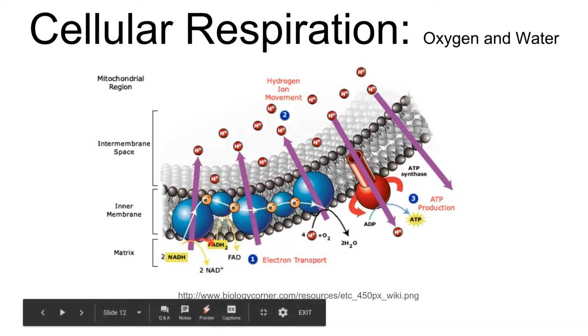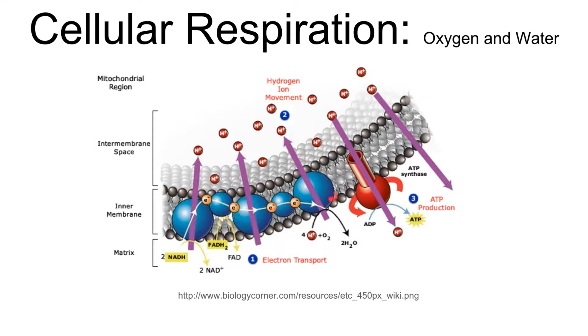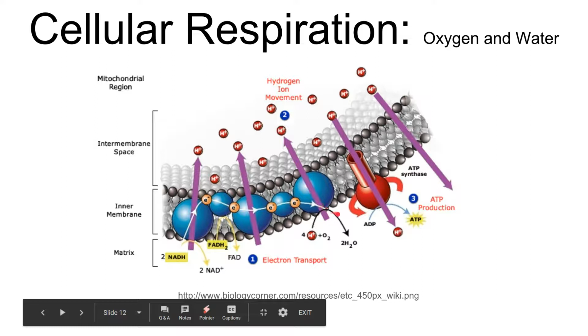electrons here. The NADs and FADs can no longer drop off more electrons because the electrons are stuck here, which prevents all of this to be pumped across and diffusing back. If it doesn't diffuse back, we don't get ATP. If we don't get ATP, we die. So ultimately, oxygen is incredibly important here because it removes the electrons and it produces water.